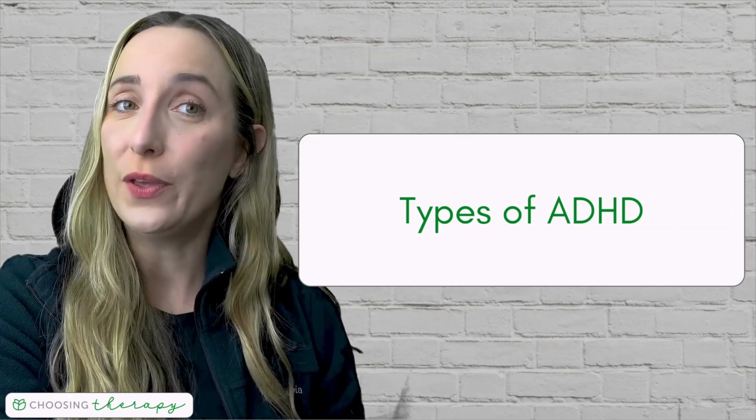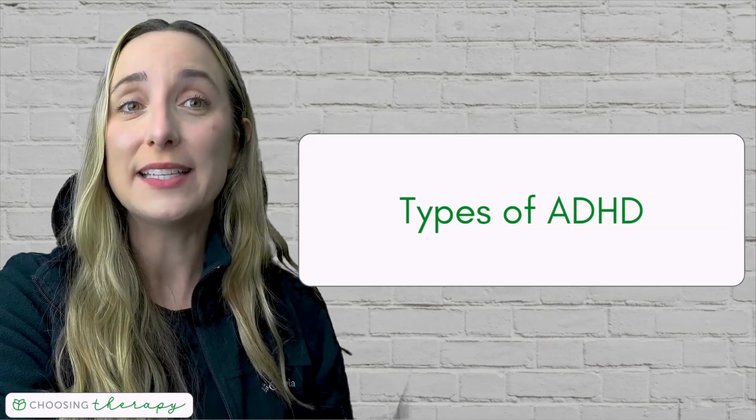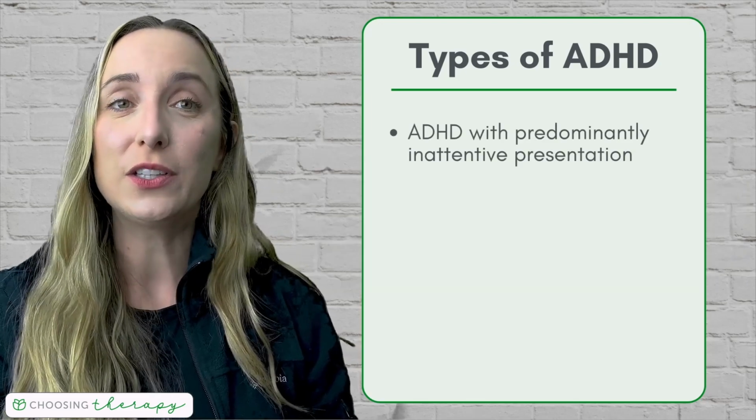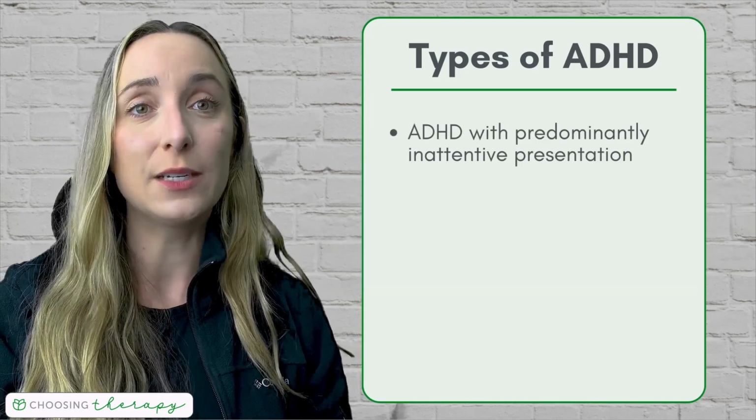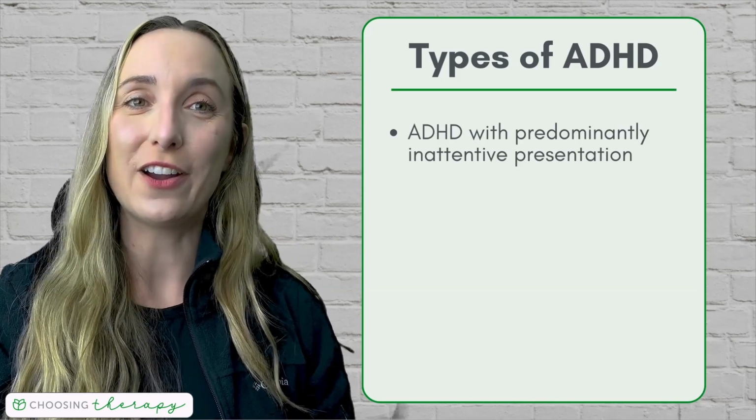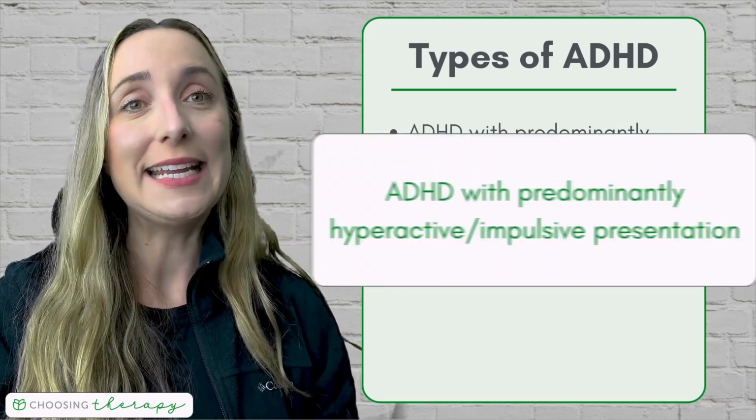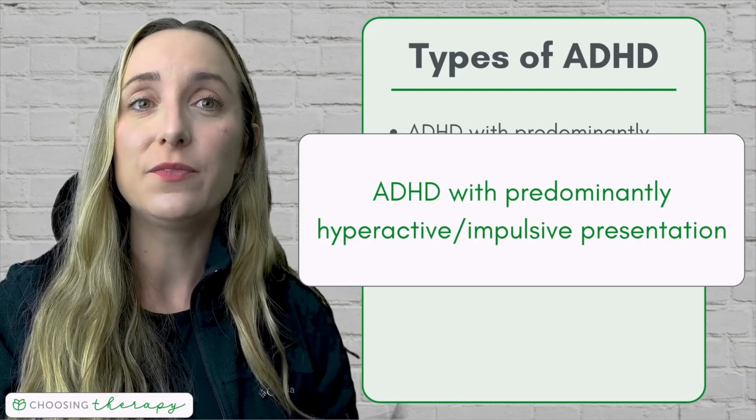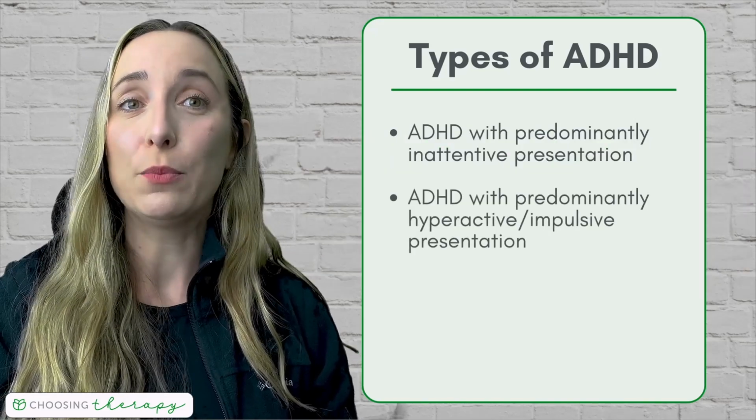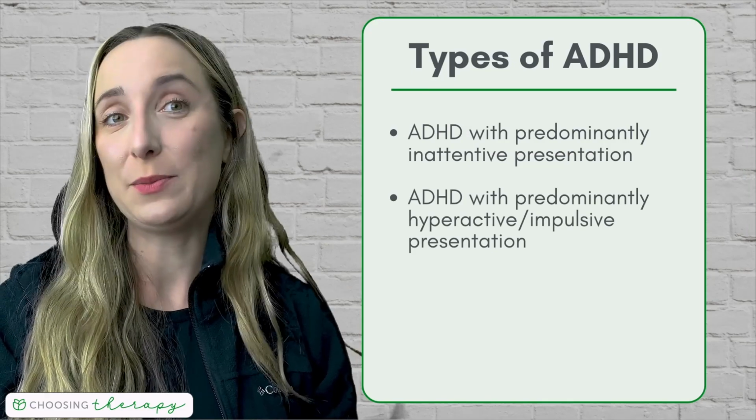Let's go over the types of ADHD. A lot of people don't know that there are 3 different types. The first type is ADHD with predominantly inattentive presentation. This is going to look like disorganization, difficulty completing tasks, time blindness, missing little details, tardiness, etc. The second type of ADHD is ADHD with predominantly hyperactive impulsive presentation. This is going to be fidgeting, excessive movement, impulsiveness, blurting out, interrupting people, etc.